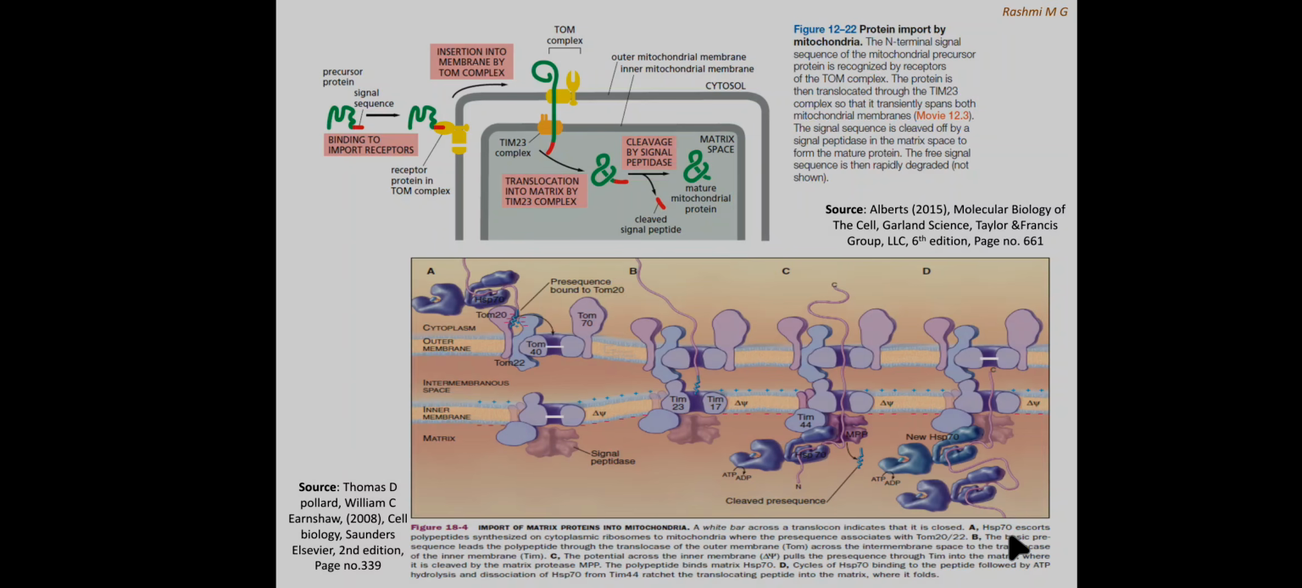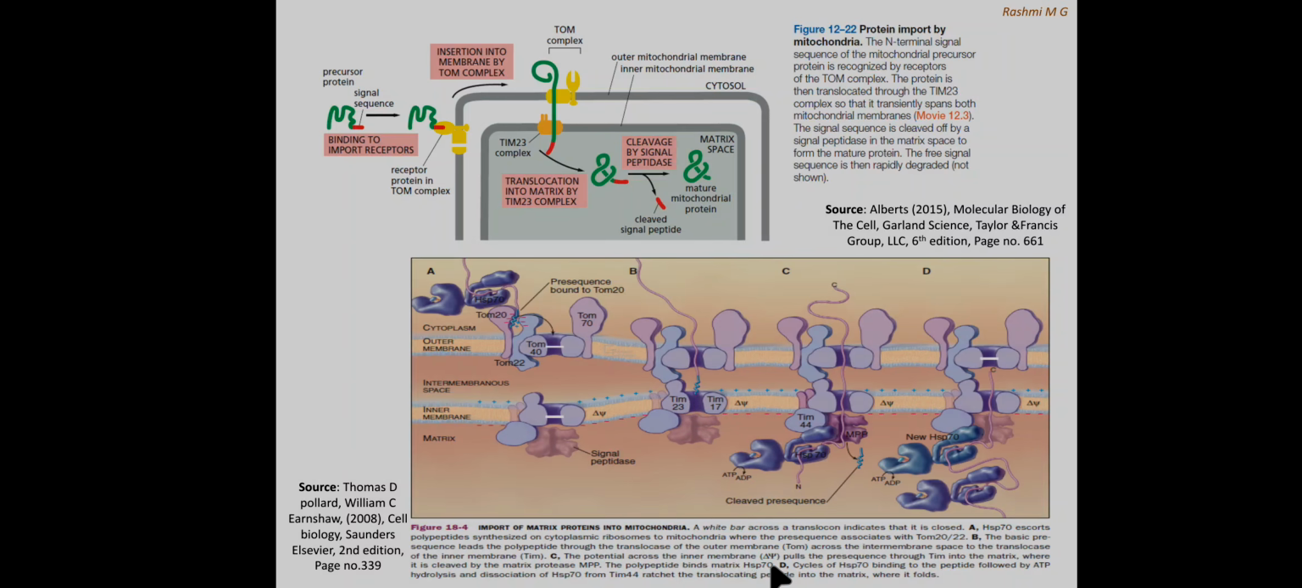So the first step: HSP70 escorts the polypeptide synthesized on the cytoplasmic ribosome to the mitochondria, with the pre-sequence associated with TOM20 or 22. The basic pre-sequence leads the polypeptide through the translocase of the outer membrane, that is TOM, across the intermembrane space to the translocase of the inner mitochondrial membrane, that is TIM.